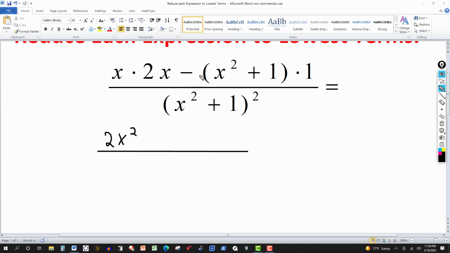And the next one we have parentheses and then a minus, and we have times 1. Well, 1 times anything gives you the same thing back, right? So we can ignore the 1 and just distribute the negative here. So we get a minus x squared out of that, minus 1. The denominator is already factored out, so leave it the way it is.